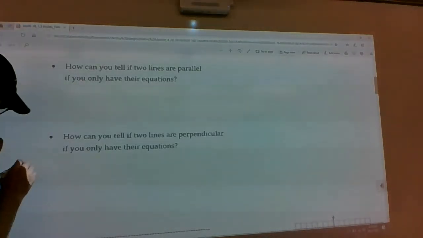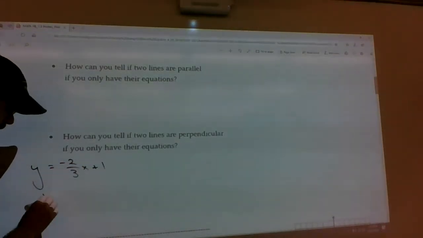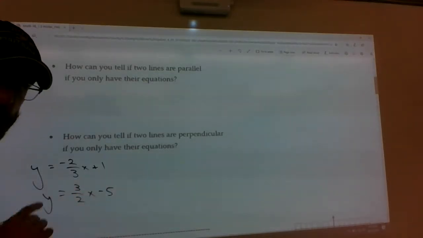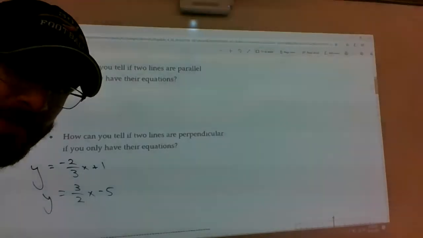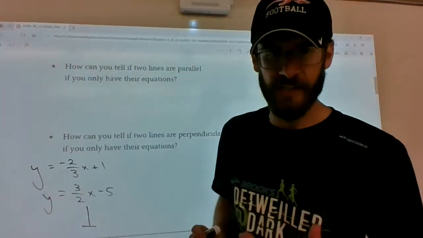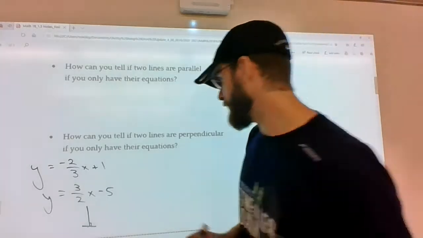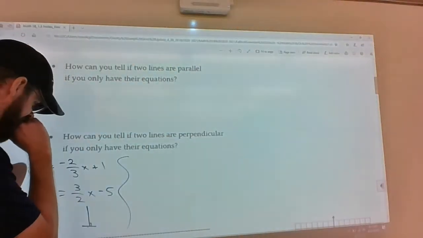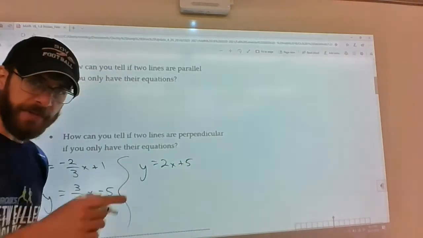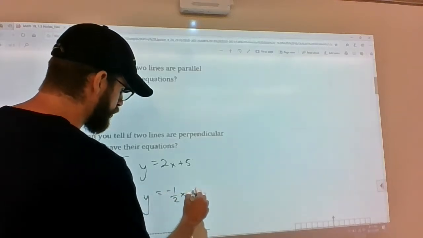Well, let's say you've got y equals negative 2/3 x plus 1, and y equals 3 over 2x minus 5. Those two are perpendicular, and the symbol for perpendicularity is an upside down capital T. Kind of like, hey, that's a right angle there. Let's do another one. y equals 2x plus 5 is perpendicular to y equals negative 1/2 x minus 3.